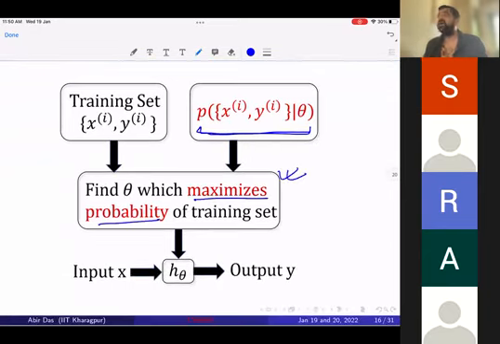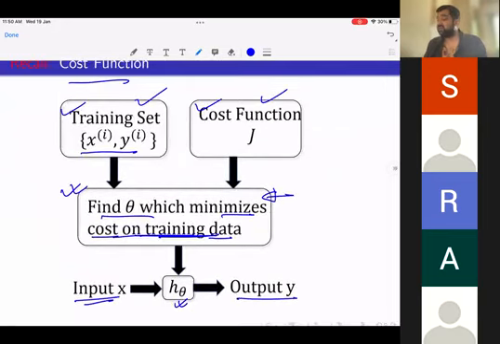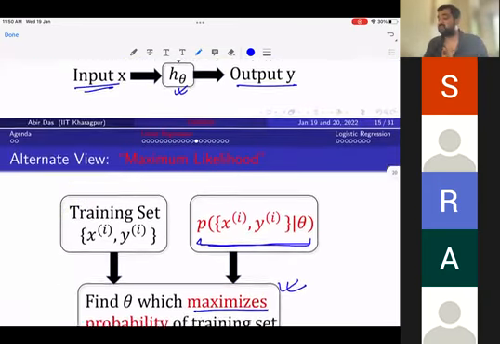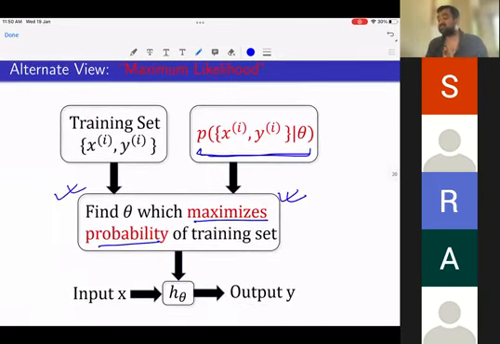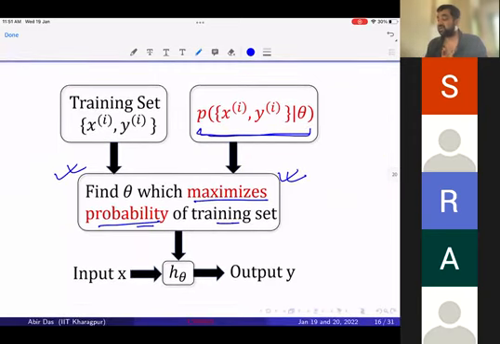That we will see how to do, because we have seen the earlier methodology: find theta, which minimizes the cost of training data. You find the cost, you find the derivative, then you can either go for an analytical solution by making the derivative equal to 0, or you just do gradient descent. Similarly, we need to do something that finds theta, which maximizes the probability of the training set. What is that? We will come to it. Then we are getting the same h theta. You give input x, output y, and along with it, you can give an uncertainty set.